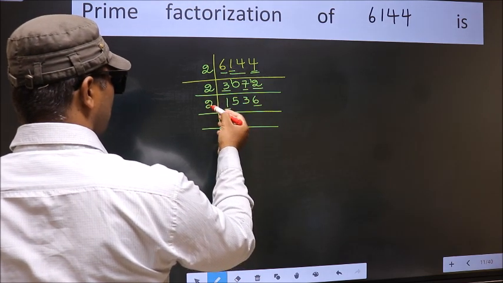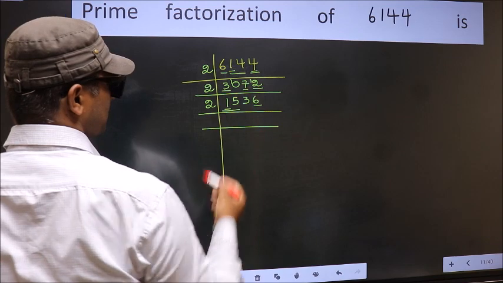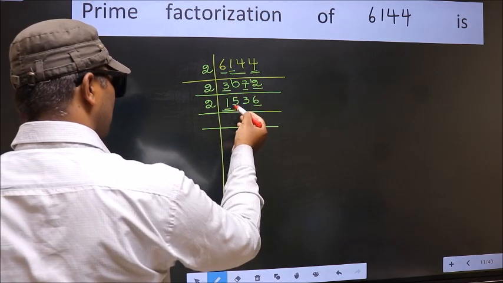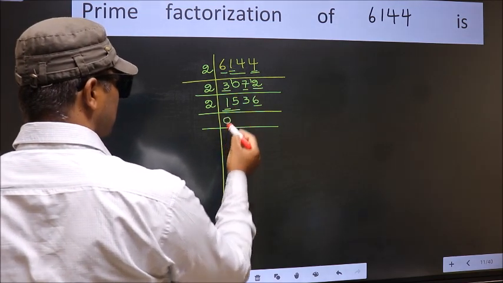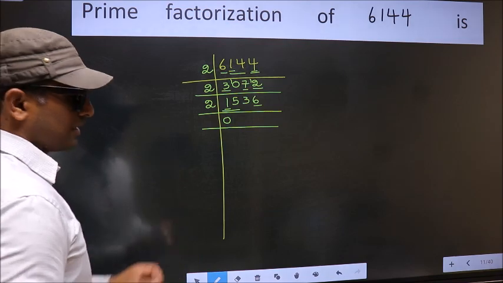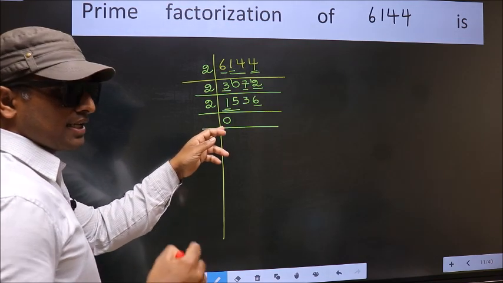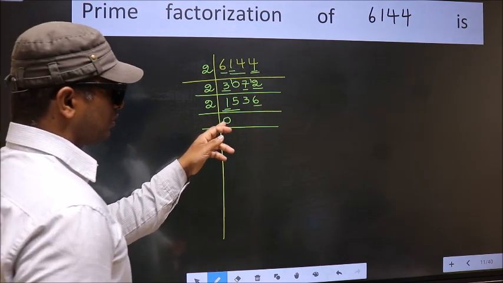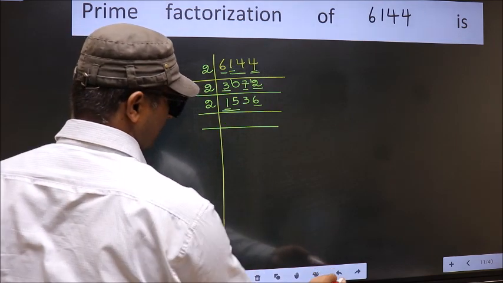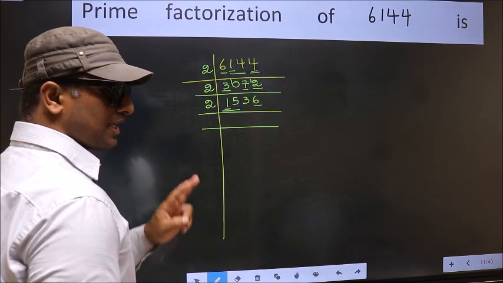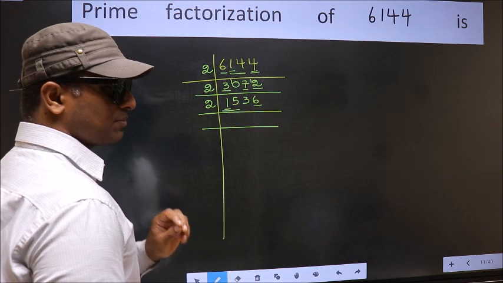First number 1 is smaller than 5, so take 2 numbers, 15. Whenever you take 2 numbers, compulsory put 0. But 0 at the starting does not count, so no need to write 0 at the start. Anywhere else you are taking 2 numbers, compulsory put 0.